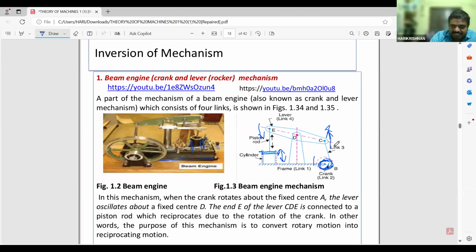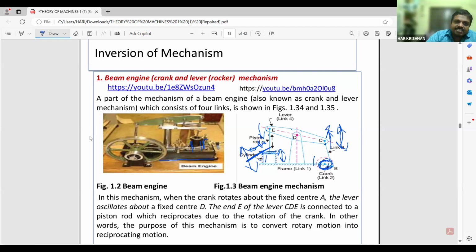When the crank rotates, then link 3 connected to this crank will move up and down depending upon the rotation of the crank. So this is transmitted by lever 4 to this piston rod. So the piston rod inside the cylinder will move up and down, or it will oscillate. Okay, no?